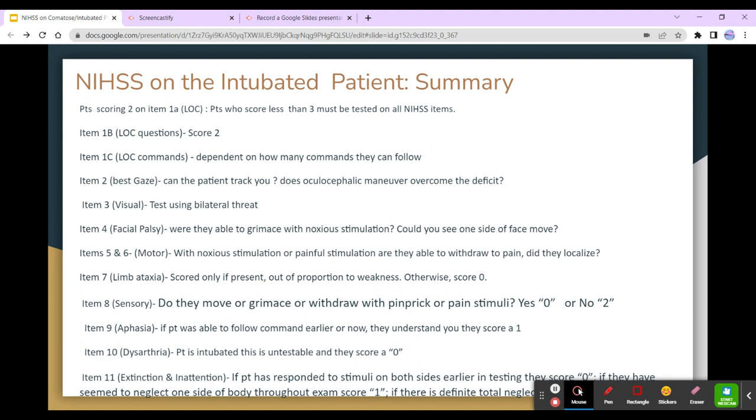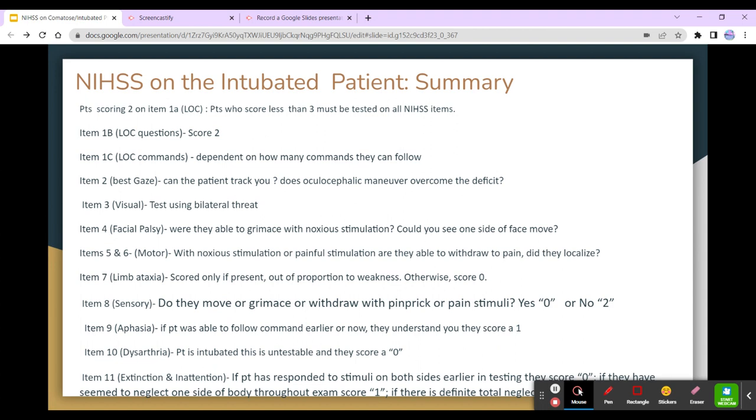With noxious stimulation or painful stimulation, are they able to withdraw? Did they localize? And then you'll score appropriately. Item 7 will be scored most likely a 0 because they're not going to be able to do finger to nose or heel to shin. Item 8, sensory. Did you see them grimace? Did you see them withdraw with pinprick? It's either yes or no.